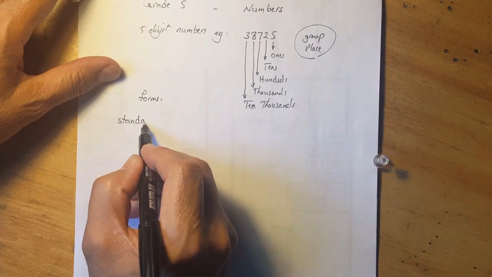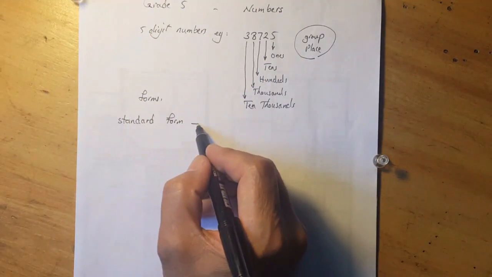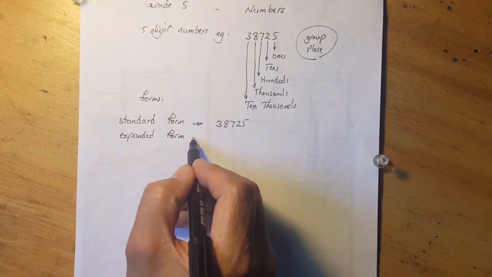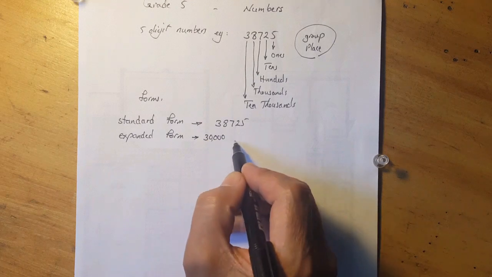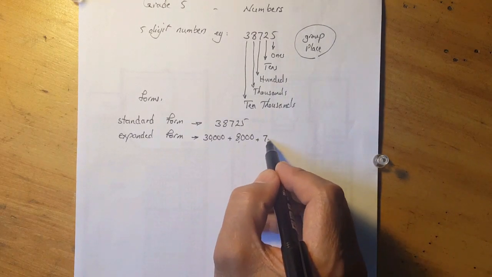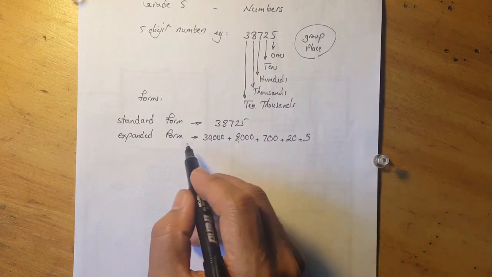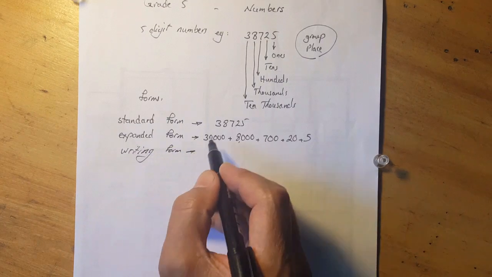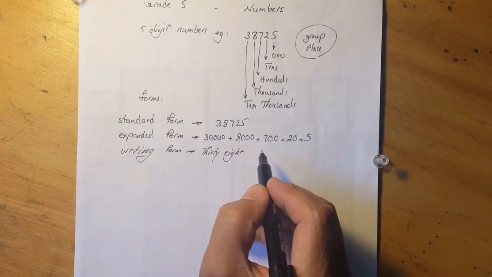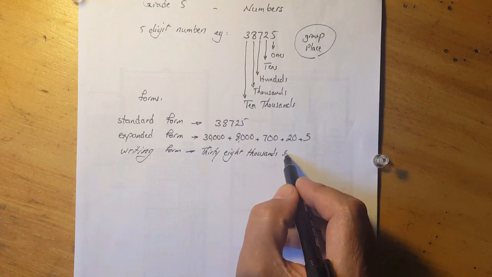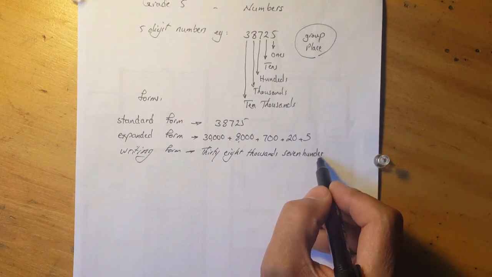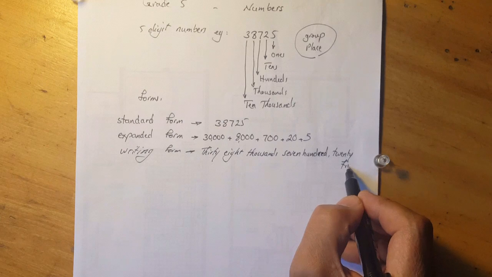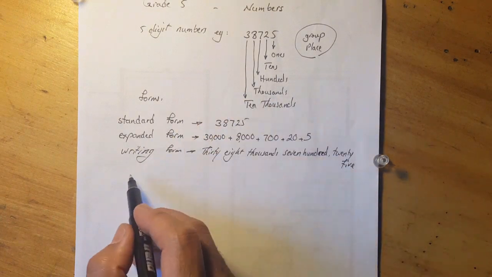We can write 5-digit numbers in different forms. The first one is standard form, the most usual form of writing a number. The next one is expanded form, which in this case is 30,000 plus 8,000 plus 700 plus 20 plus 5. We can also use letters and words to write a number. It's another form, which in this case, as you see, we use words to write 38,725. These are the most common forms to write a number.